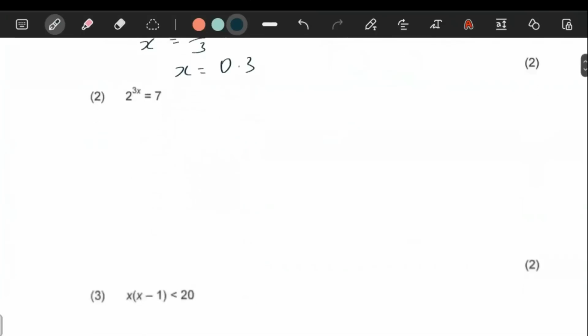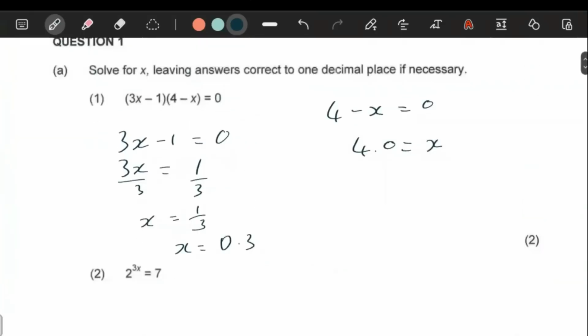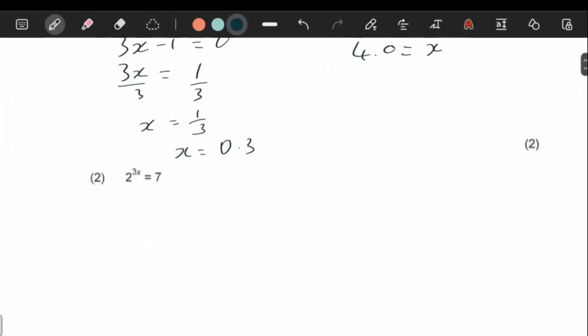This next one is asking us to solve for x again. Normally you would want to see a situation where your bases are the same. However, in this kind of situation, we don't have that luxury. So we have to use logs for this question.